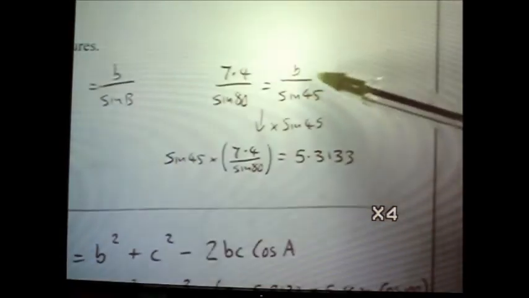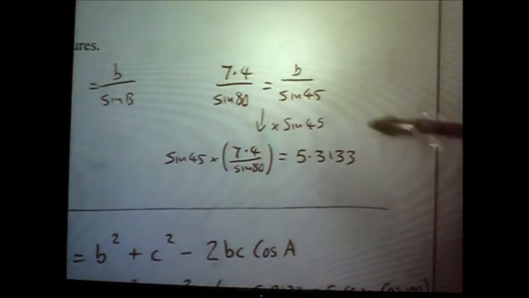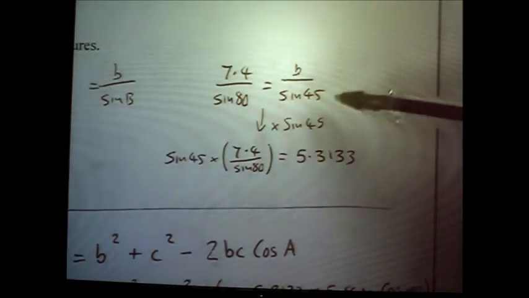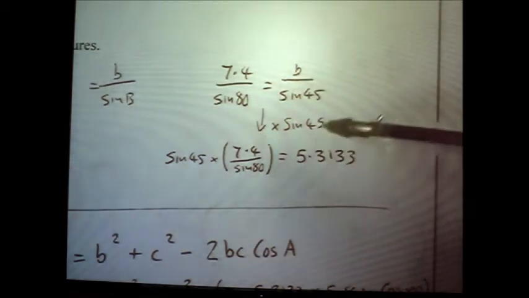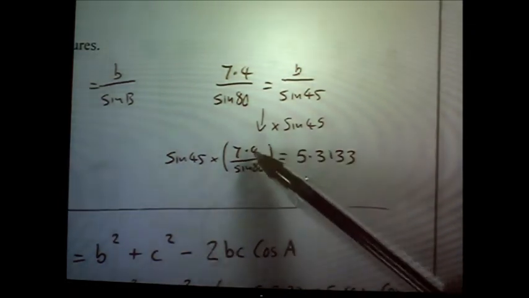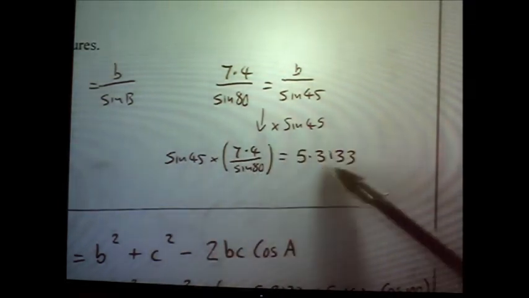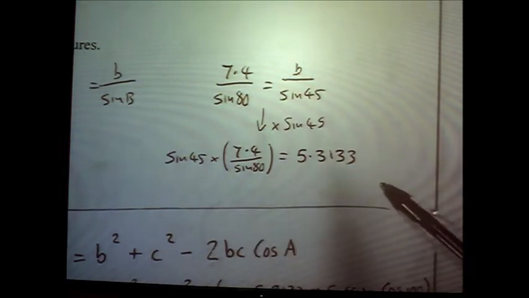So I need to find out what b is. So what's happening to b? So rearrange it, get b on its own. What's happening to b? It's being divided by sine 45. What's the opposite of divide by sine 45? It's times by sine 45. So I've got sine 45 times 7.4 over sine 80, and that gives me 5.3133. So that is the length of the side BD.